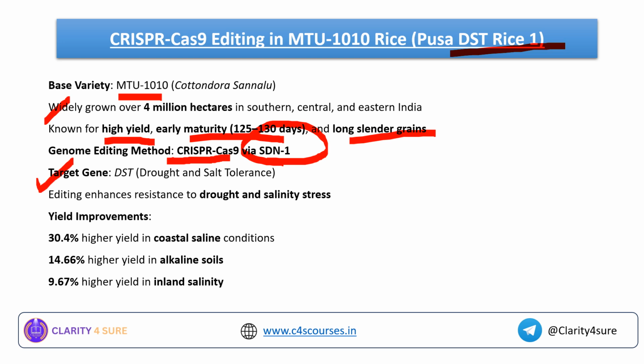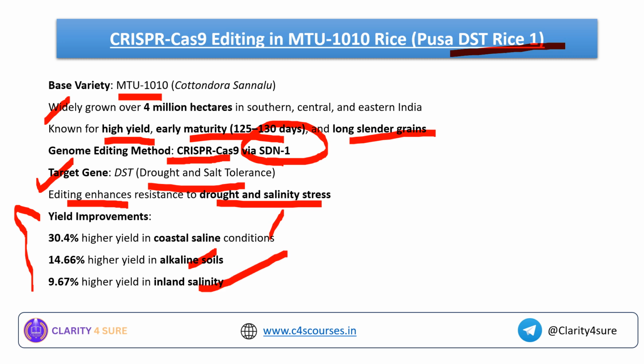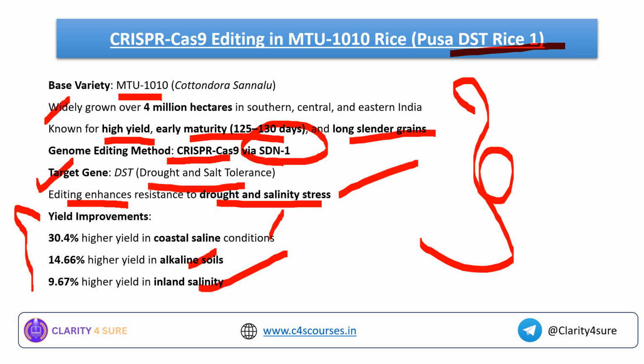The target gene was DST. We know that it is drought and salt tolerant. This editing enhanced the resistance to drought and salinity stress. Okay, and what was the outcome? 30.4% higher yield in coastal saline conditions, 14.66% higher yield in alkaline conditions, and 9.67% higher yield in inland salinity. Okay. So this was the outcome of this particular CRISPR-Cas9 technology that has taken place in the Pusa DST rice one. Okay. I hope the basics and the process in which CRISPR-Cas9 and CRISPR-Cas12 technology has been applied to these particular grains are clear to you now.